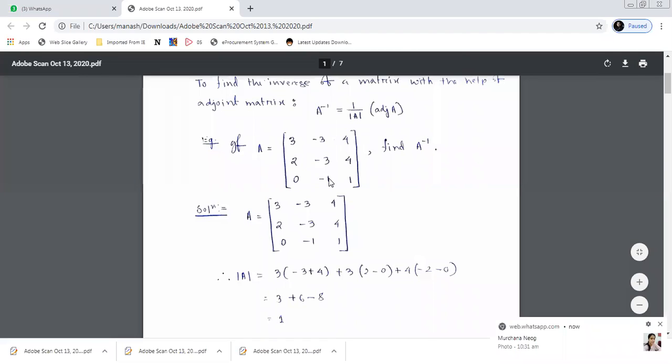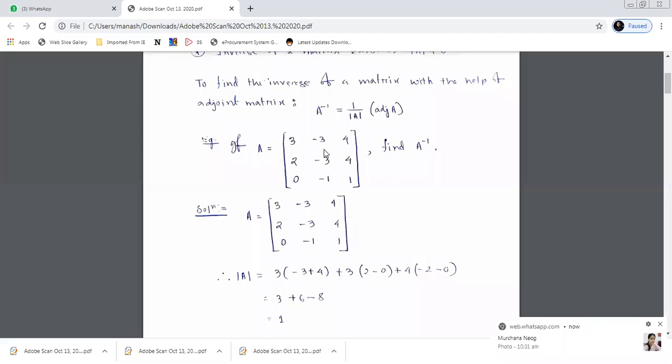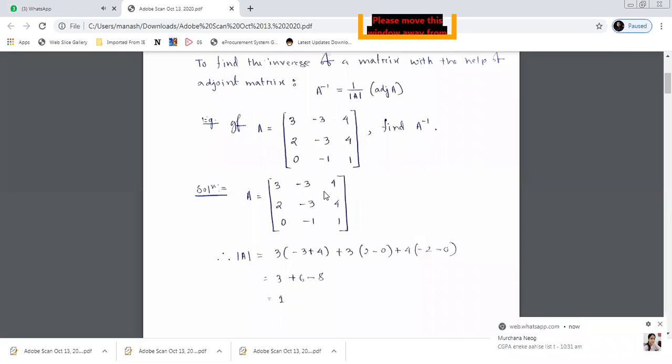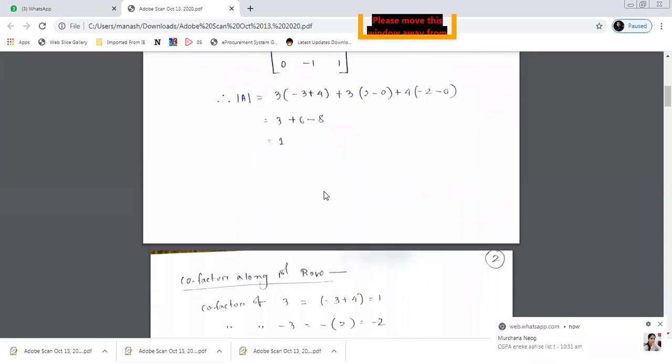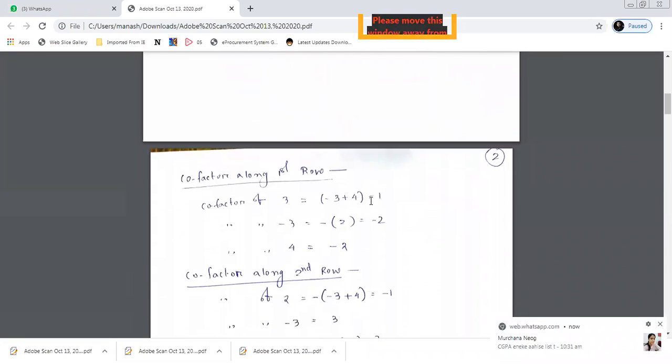Minus 3, 4, minus 1, 1. So if you expand this, what do you get? Minus 3 into 1, minus 3, minus 1 into 4, so it will be plus 4. Minus 3 plus 4. Okay.